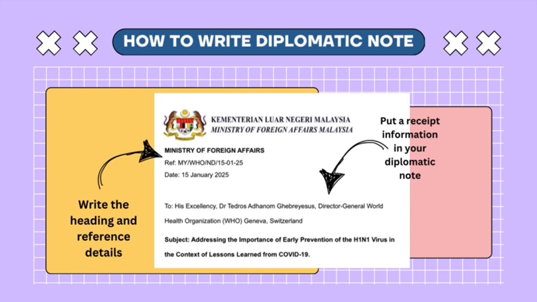For example, in this diplomatic note, to His Excellency Dr. Trinus Electron, Director General World Health Organization WHO, Geneva, Switzerland, and the subject of diplomatic note is addressing the importance of early prevention of the H1N1 virus in the context of lessons learned from COVID-19.